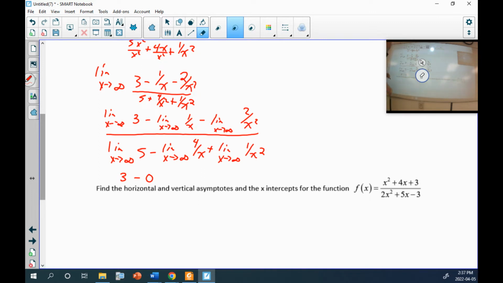The limit as x approaches infinity of 2 over x squared: again, just getting smaller quicker, but again, minus 0. So those two terms disappear to 0. The same thing down here. The limit as x approaches infinity of 5 is just 5 because nothing changes. So we get 3 over 5, and that's what I said earlier.